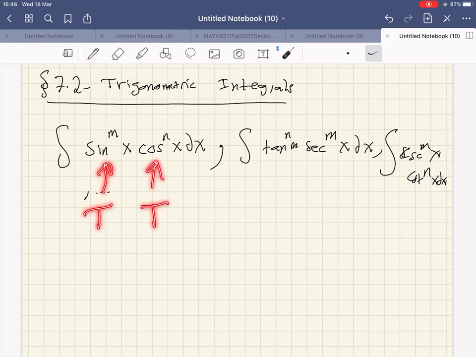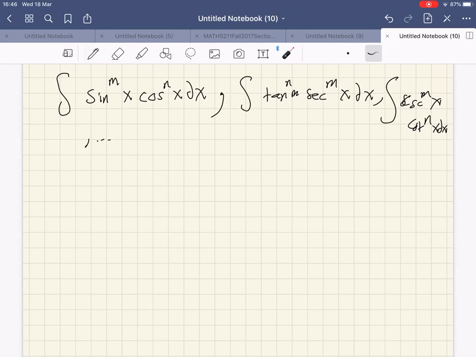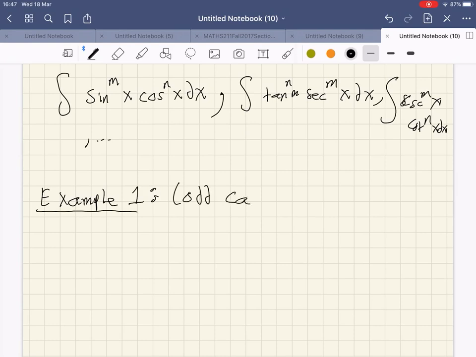This type of integral is a product of two trigonometric functions. So integration by parts can be done here, but there is a better way to do it, and we will see it now in the example. Let me start with example number 1. I will call this example the odd case. You will see what I mean by the odd case. The question is, we want to evaluate the integral of sine to the power 3 x cosine squared x dx.